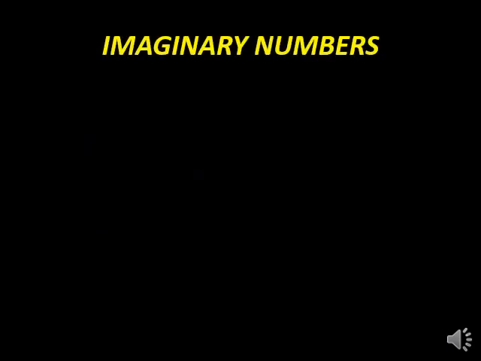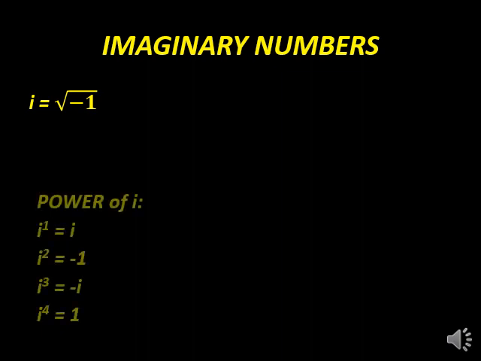Okay, so we are now on imaginary numbers. An imaginary number is defined as the square root of negative 1. And these are the powers of the imaginary number i. Our i raised to 1 is simply i. Our i squared: because i is equal to the square root of negative 1, squaring the square root of negative 1 will eliminate the radical symbol. What we get is negative 1. So i squared is negative 1.